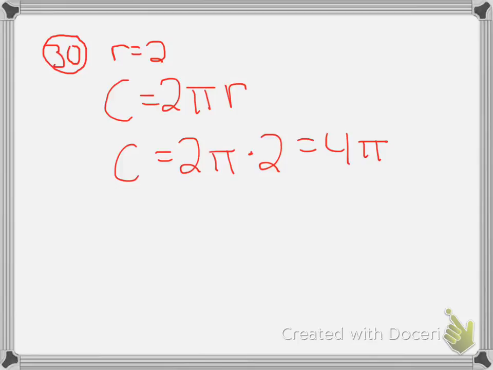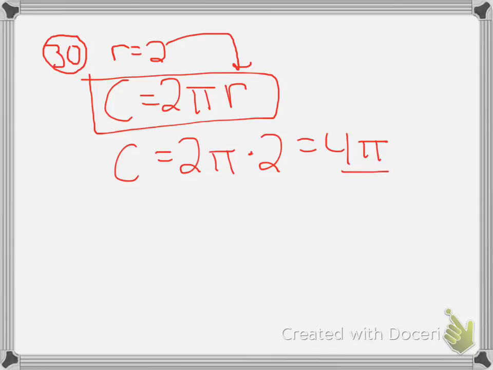On problem number 30, this was simply filling into the formula. The circumference of a circle is 2 pi times the radius. They gave you a radius of 2, so just plug that in. 2 pi times 2 is 4 pi. And as you look down the list, 4 pi is on your list of answers, so that's the right one.